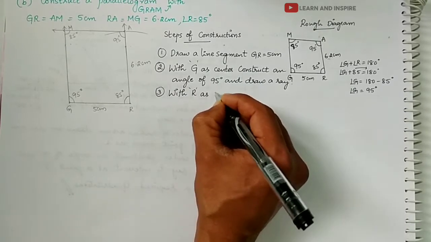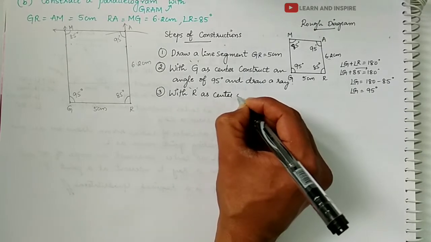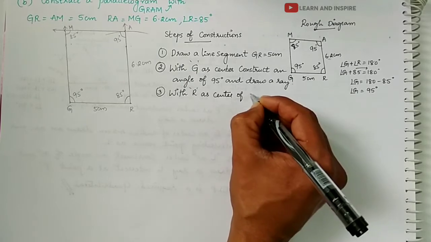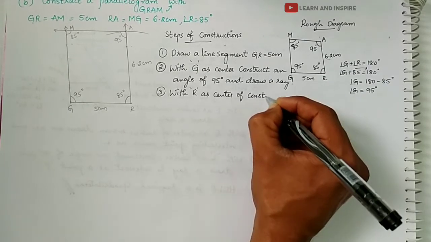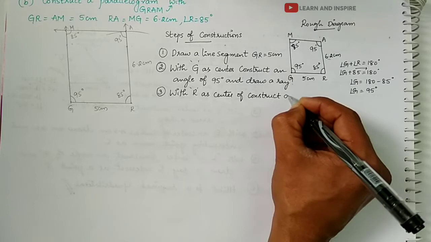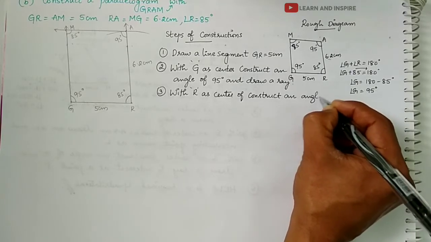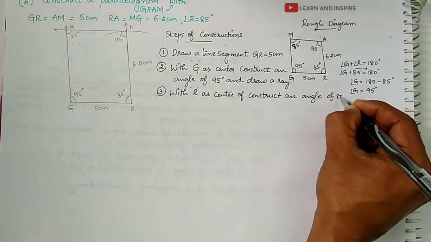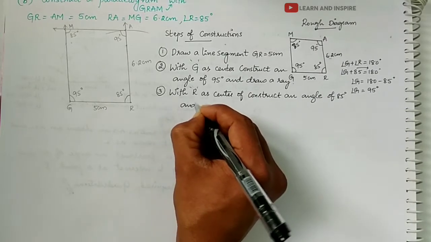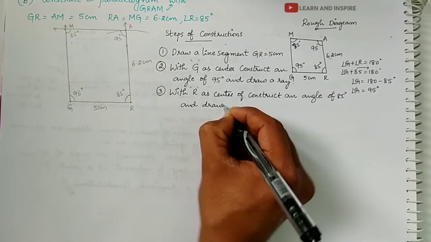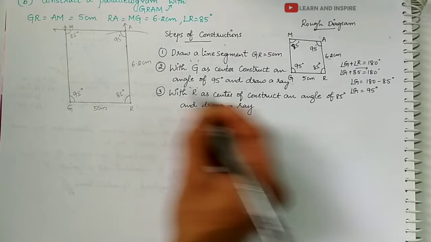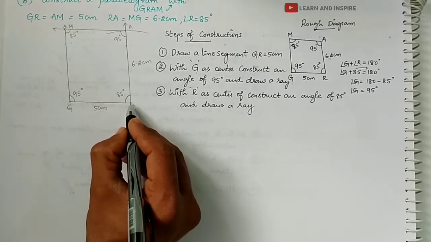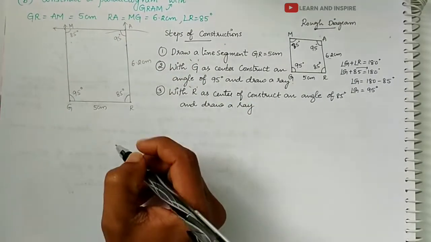With R as center, construct an angle of 85 degrees and draw a ray. So we have to construct an angle of 85 degrees with the center R and draw a ray.